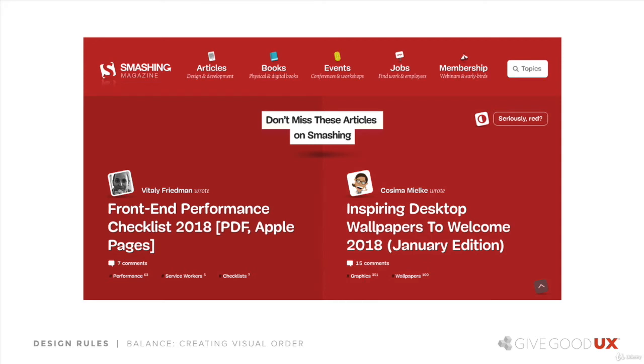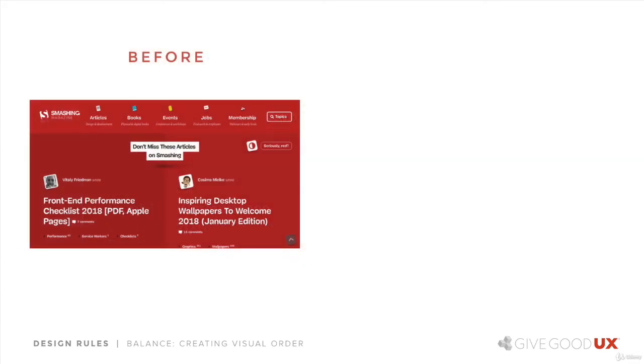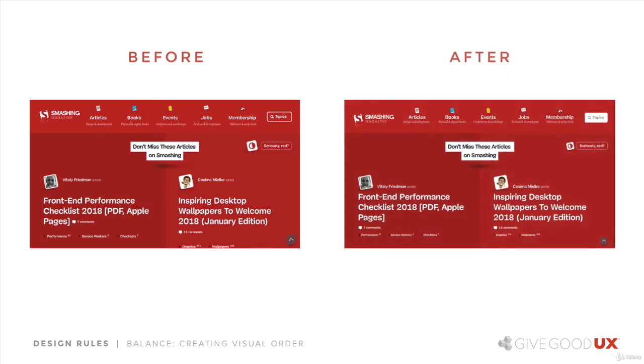The nav items hold together. Most importantly, these articles, where you have the person's picture, their name, the article title, the links below to comments, the tags, performance, service workers checklist, they all hold together now as sort of one element. And that has everything to do with the amount of negative space around them. So let's look at these side by side and I'll show you the difference. Here's what we had before, and here's what we have now.